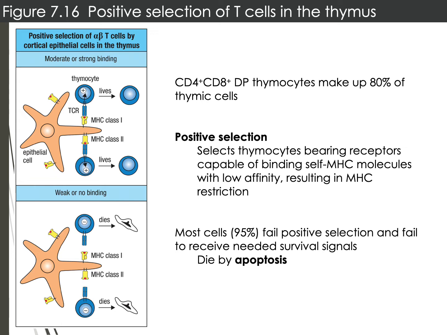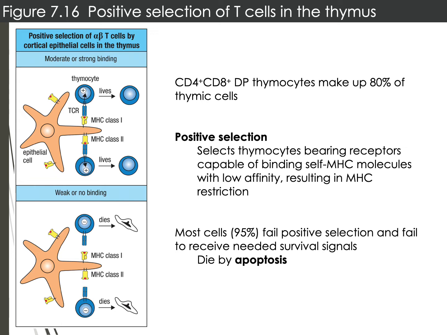Most cells actually fail positive selection. So the T cell receptor that they have produced through all this process actually can't interact with an MHC, or it interacts too strongly. So what you want is a T cell receptor that interacts with the MHC just right, Goldilocks, right? And the reality is that about 95% of them fail. When they fail to undergo positive selection, they fail to receive survival signals, so they go into apoptosis. So you can see here at the bottom, if the binding is weak or there's no binding, the cell's going to die.